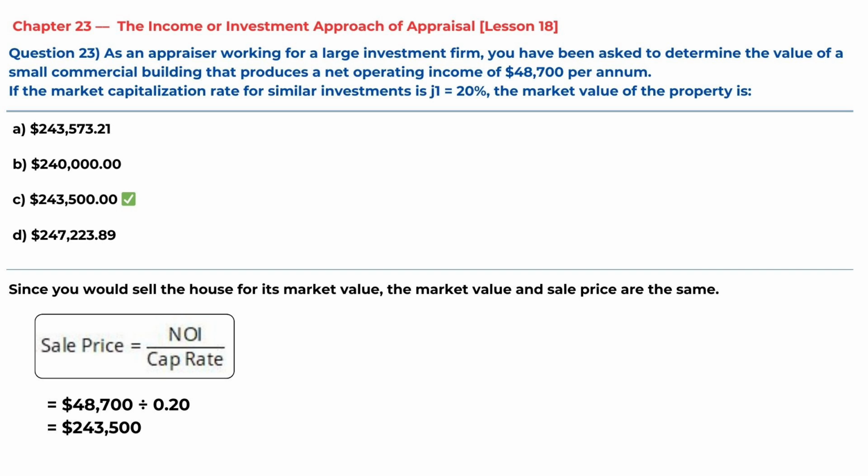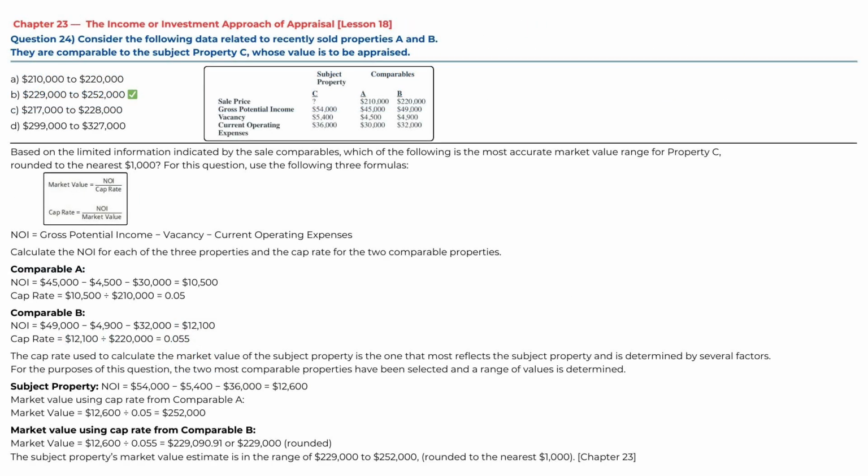Sale price equals net operating income divided by cap rate equals $48,700 divided by 0.20 equals $243,500. Question 24. Consider the following data related to recently sold properties A and B.